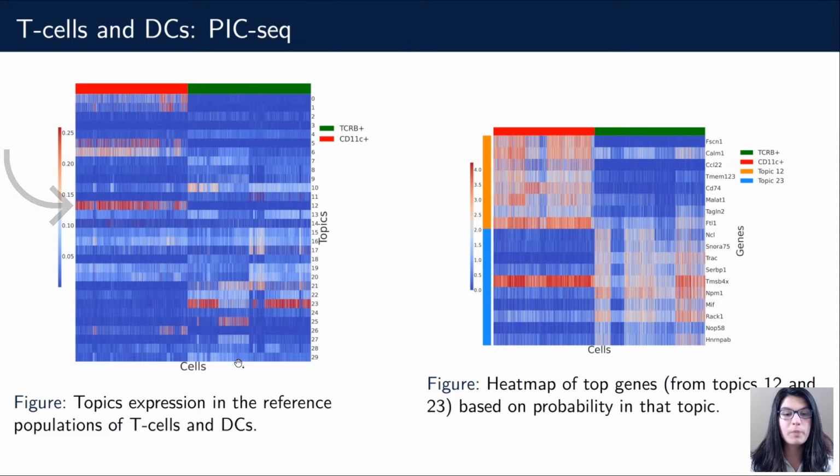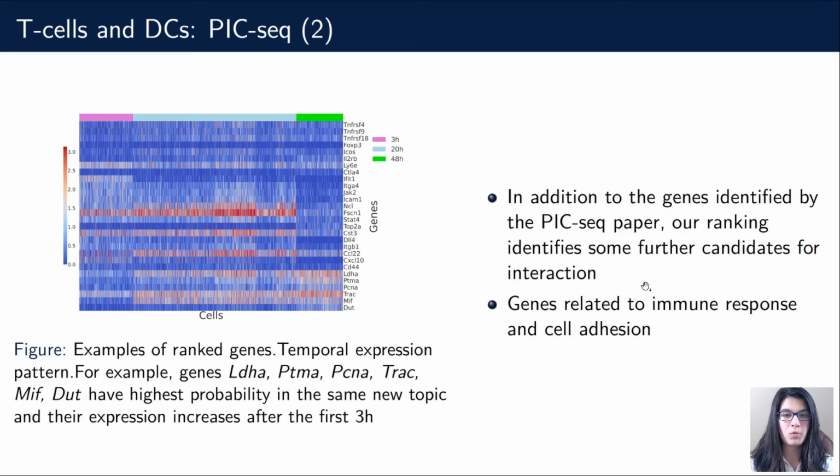For example, topic 12 appears to be specific to the dendritic cells, while topic 23 appears to be specific to the T cells. Looking at the genes with highest probabilities in those topics, we see genes that tend to be expressed commonly in one of those cell types over the other. We use the topics we learned from the reference and fix them before we fit a second LDA of co-culture between T cells and dendritic cells, again taken over 3 different time points.